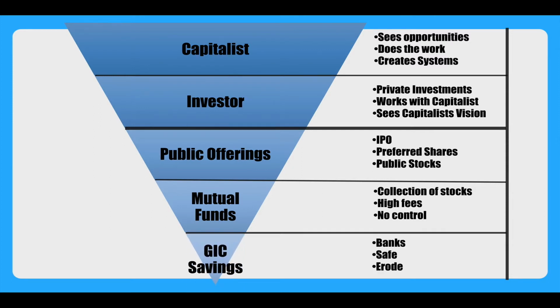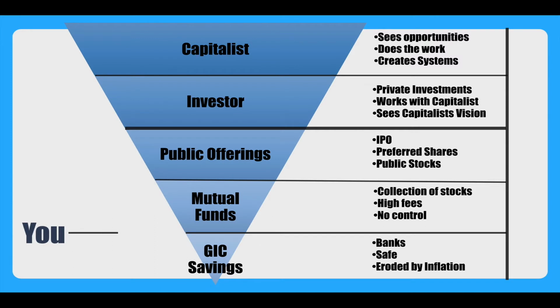At the very bottom of the food chain, there is GICs and savings. These are typically done with banks. They're considered very safe, but they can be eroded by inflation. Most GICs and savings accounts are paying around 1% or a little more, and with inflation being greater than 3%, that's why savers are losers.